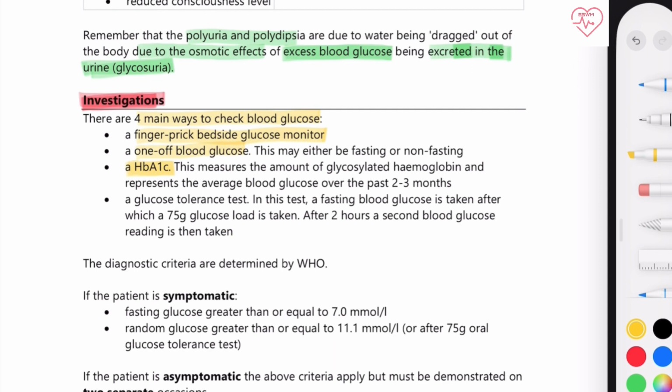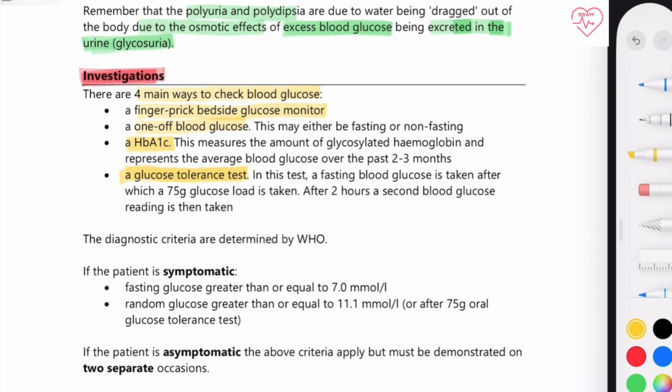Okay, this measures the amount of glycosylated hemoglobin and represents the average blood glucose over the past 2-3 months. So this is the thing which we have to remember. HbA1c is the thing by which we can investigate this. And what is this? This is the glycosylated hemoglobin, which represents the approximate average blood glucose for the past 2 to 3 months. Okay, a glucose tolerance test.